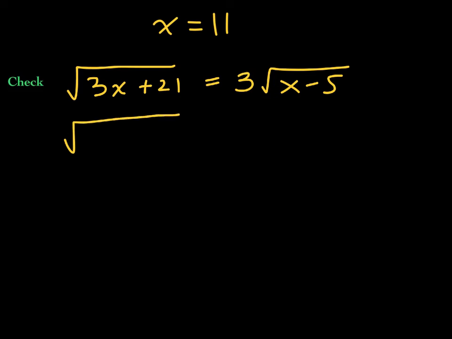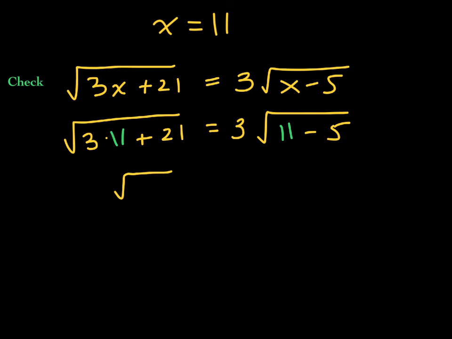So then this is 3 times, and then we have an 11 here that we're plugging in, plus 21, square root of all that, is supposedly equal to 3 times the square root of 11, and then minus 5. All right, let's verify. 3 times 11 is 33, plus 21 is 54. Okay, is supposedly equal to 3 times the square root of 6.